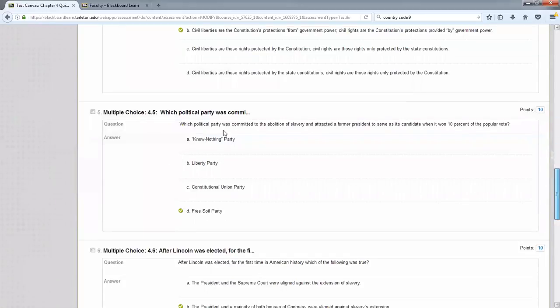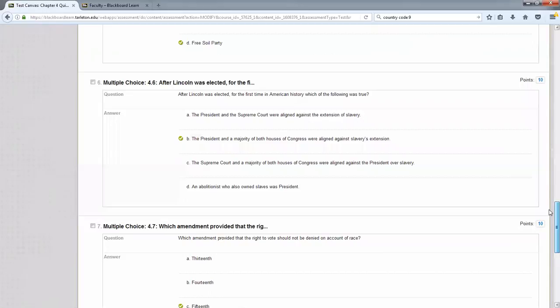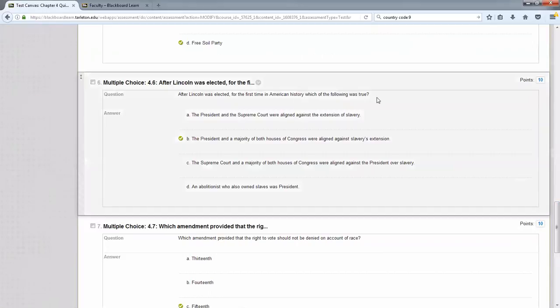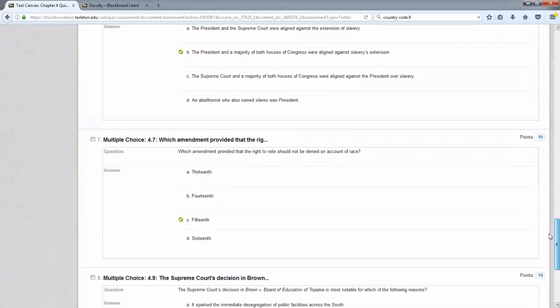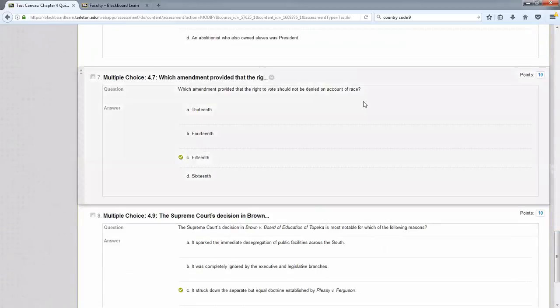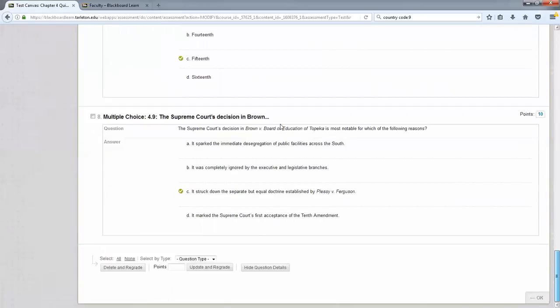Which political party was committed to the abolition of slavery and attracted the former president to serve as its candidate? That was the Free Soil Party. After Lincoln was elected for the first time, which of the following was true? The president and majority of both houses were aligned against slavery's extension. Which amendment provided the right to vote? The 13th abolished slavery. The 14th was due process and equal protection. The answer is the 15th. Supreme Court, Brown versus the Board of Education, was notable for which of the following reasons? It struck down separate but equal in Plessy versus Ferguson.